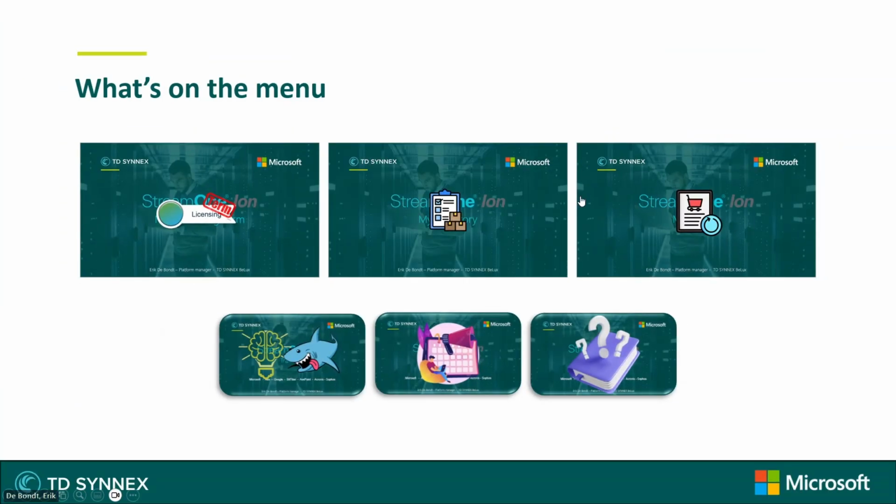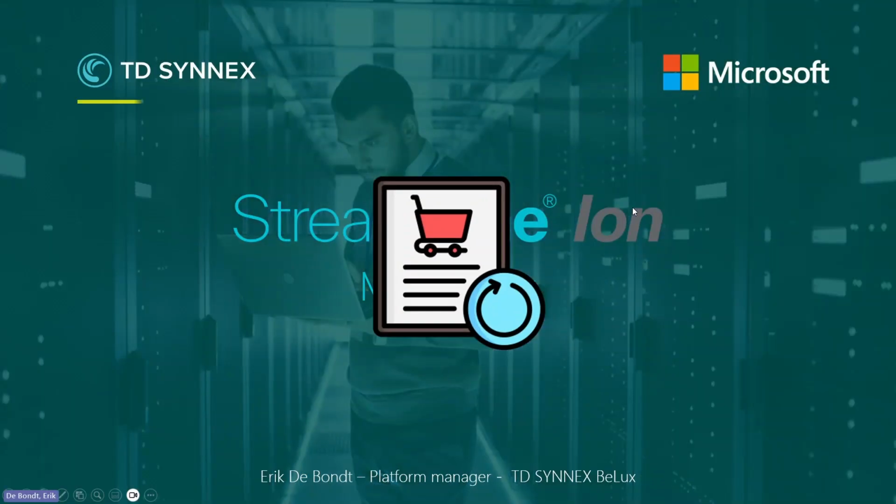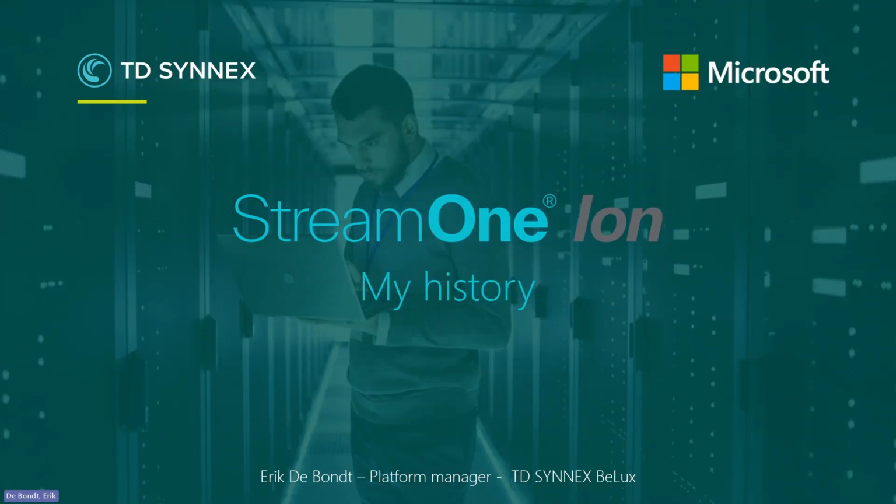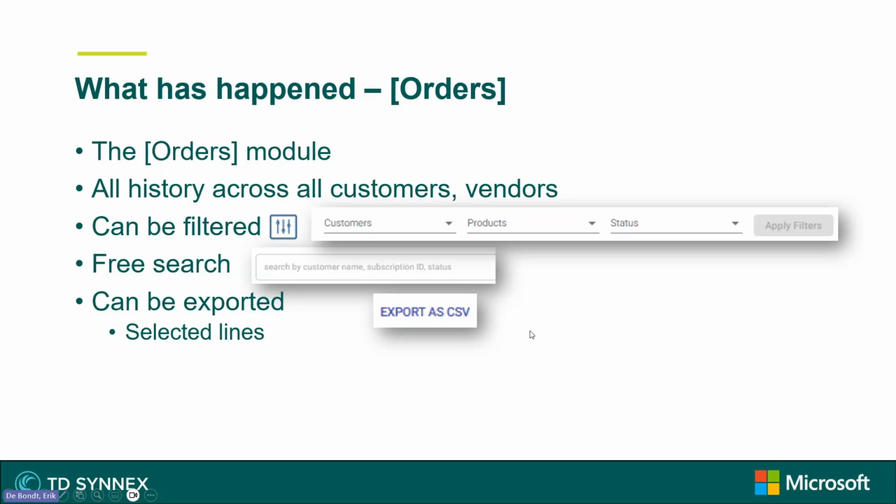Okay. Second question I get a lot lately is, well, what happened with my product, with my orders? So what's the history of all the orders that have been done during the last couple of weeks, days, months, whatever you want to have. So the history basically is in the orders module. So you can see again all history across all customers, all vendors. So whatever is done, successful or non-successful, you can filter it. You have a free search, and you can also export these lines.